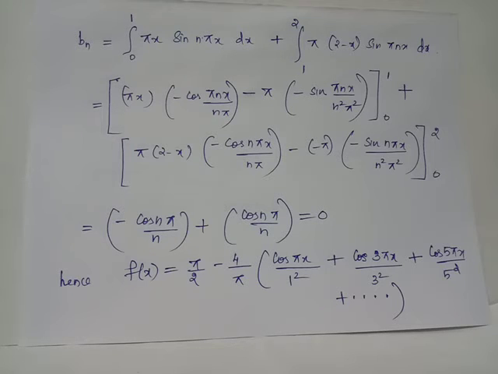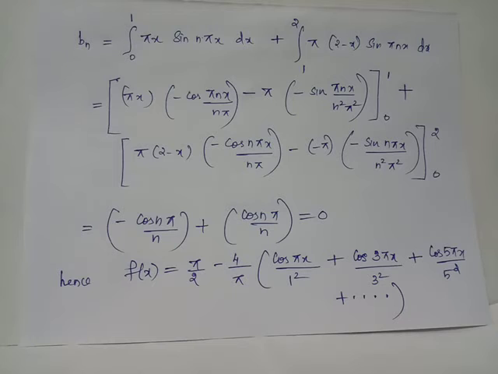We have bn equals integral 0 to 1 pi x into sin pi n x dx plus integral 1 to 2 pi times 2 minus x sin pi n x dx. Here again we will make use of integration by parts. After upper and lower limit values applied to terms after integration, we will get bn equals 0. Thus we have f of x equals pi by 2 minus 4 by pi cos pi x by 1 square plus cos 3 pi x by 3 square plus cos 5 pi x by 5 square plus etc. obtained.